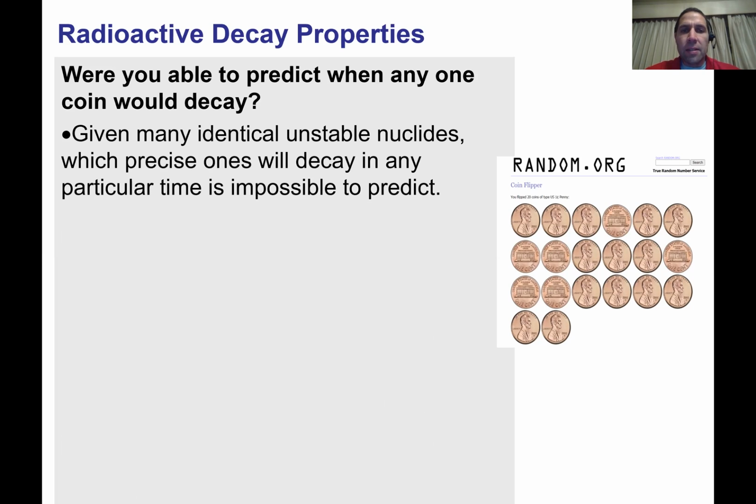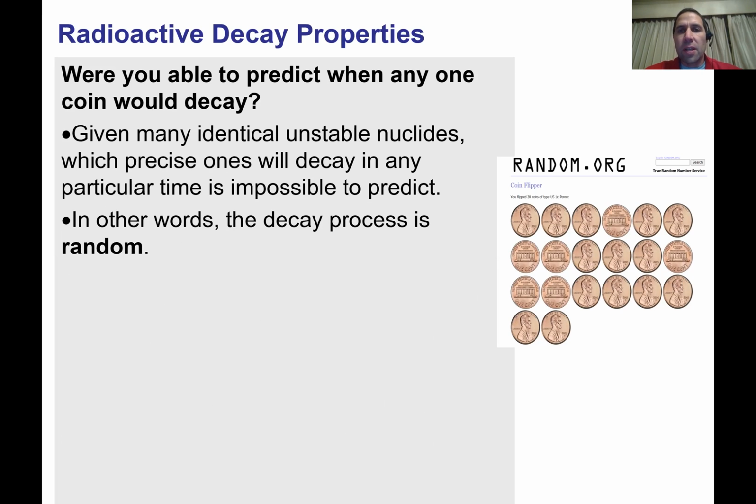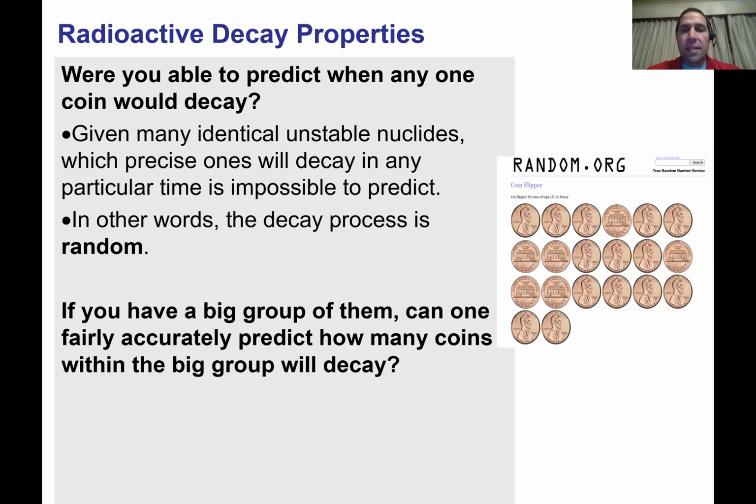Given many identical unstable nuclides, it's impossible for us as scientists, as observers, to predict when any one particular nuclide is going to decay. In other words, the process of decay is random. We don't know when it's going to happen for any one given nuclide. But the fascinating thing is that if you have a very large group of them, can one fairly predict how many coins within the big group will decay?